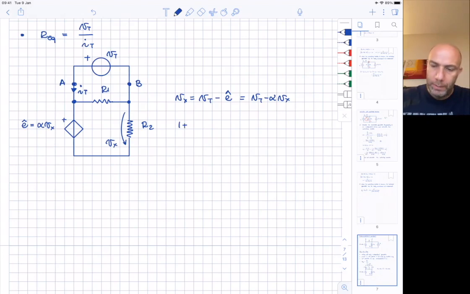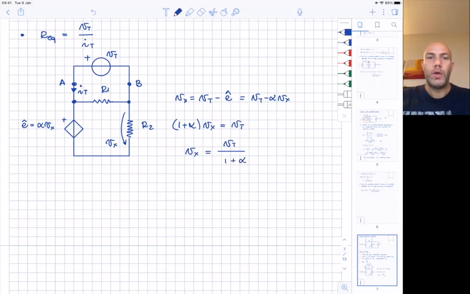So we have 1 plus alpha Vx equals Vt, and so the controlling variable Vx equals Vt over 1 plus alpha. So, if we have to calculate the equivalent resistance, we can calculate it by a ratio between the known voltage and the calculated current in this case. And we have chosen the voltage generator because in this way the calculation of the controlling variable is really simple.